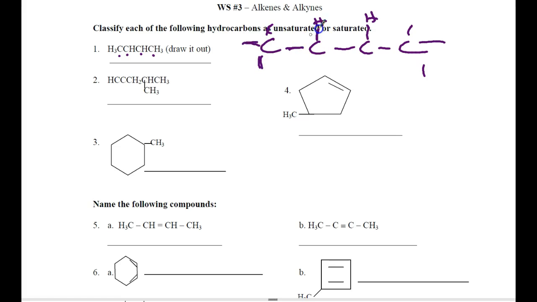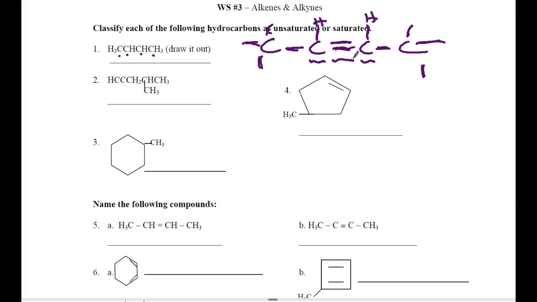Now we look at this C, it has 1, 2, 3. It's missing 1. I look at this one, 1, 2, 3. It's missing 1 also. This end one, though, has 1, 2, 3, 4. If I put a double bond in there, then that one has 4 bonds and that one has 4 bonds. And it means it's unsaturated since it has a double bond.